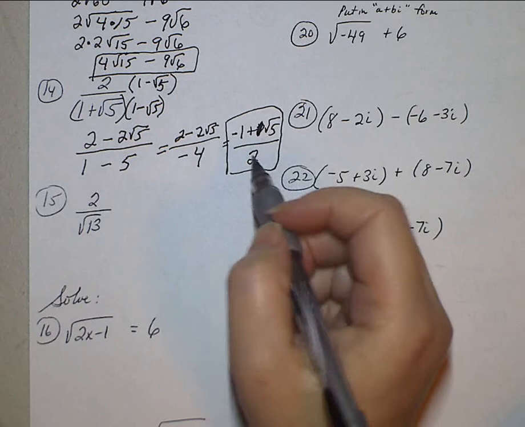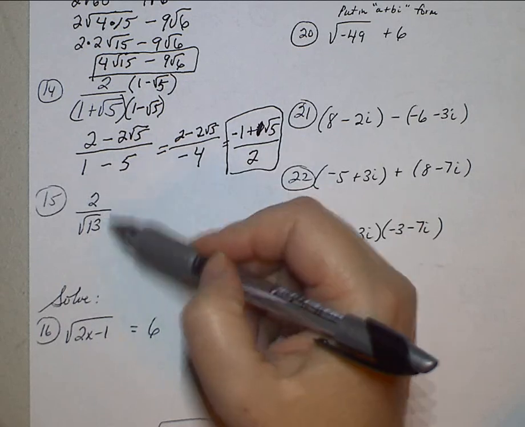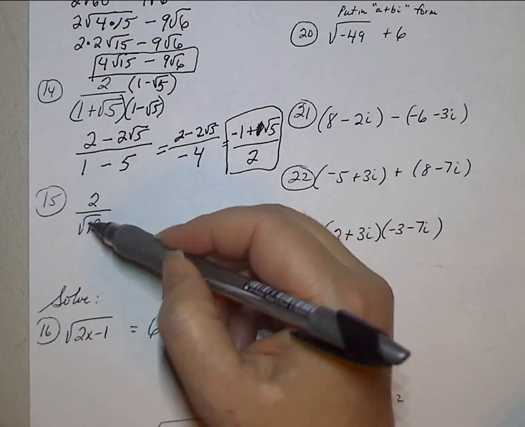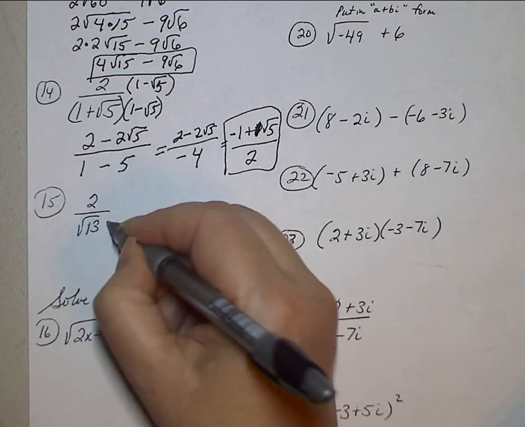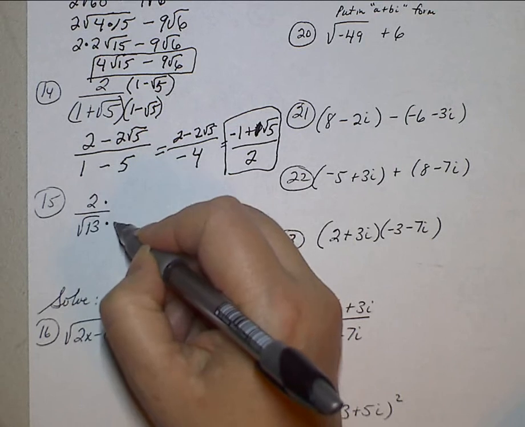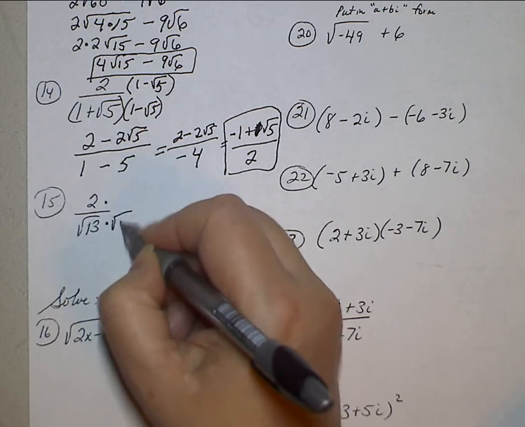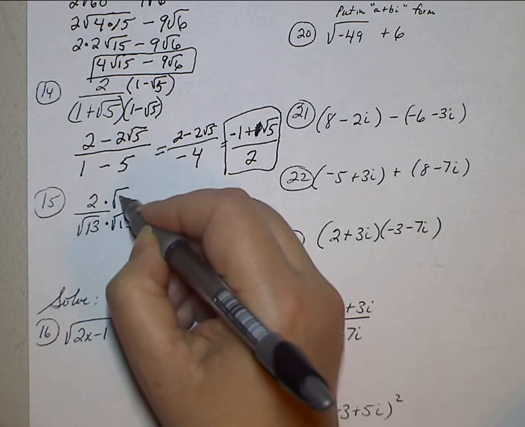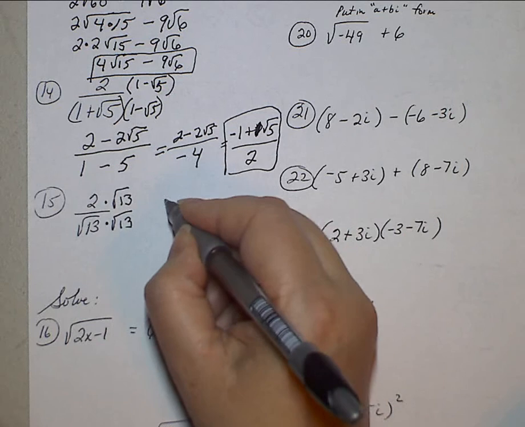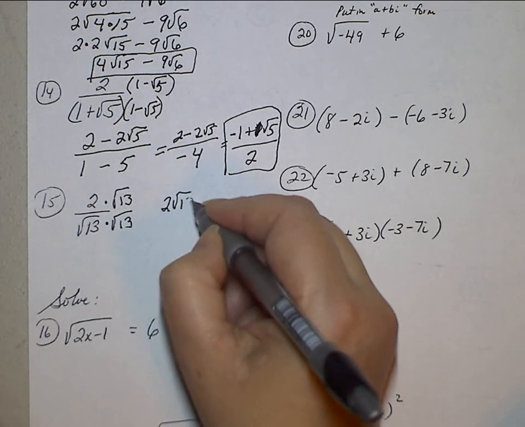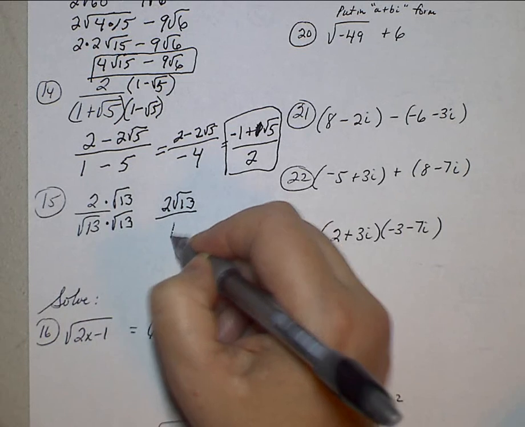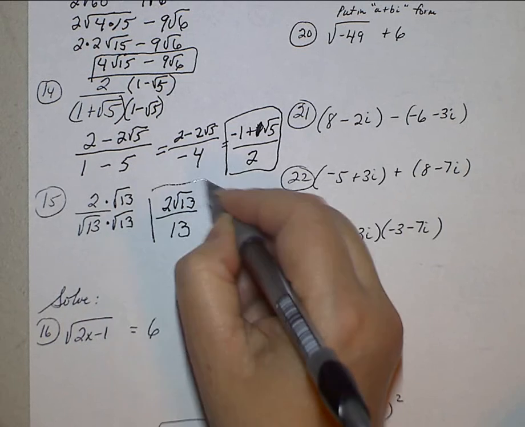Alright, can't have the square root on the bottom, so we have to do what? We have to multiply the top and bottom by the square root of 13. So 2 times the square root of 13 is 2 square roots of 13. Square root of 13 times the square root of 13 is 13. 2 doesn't go into 13, so we're done.